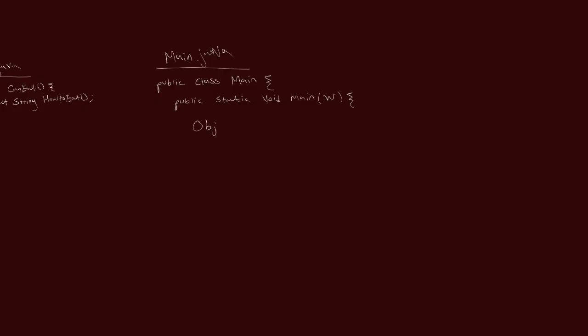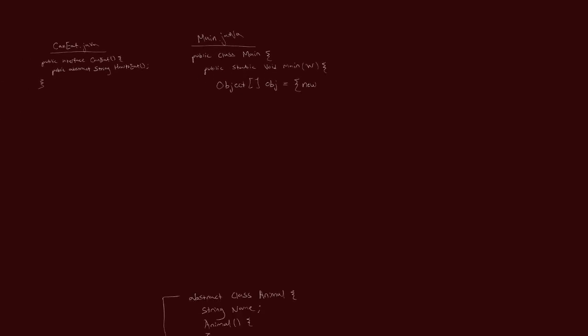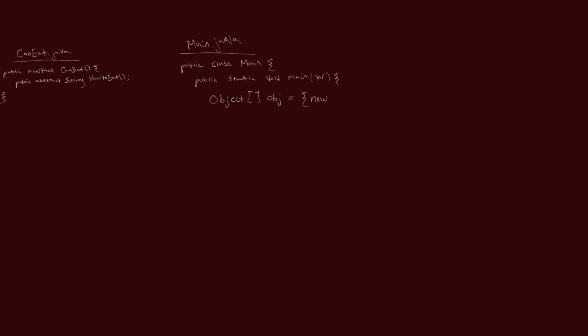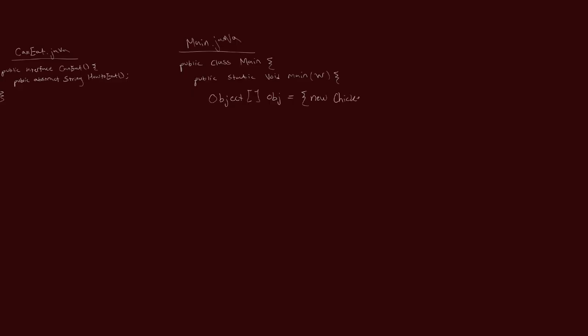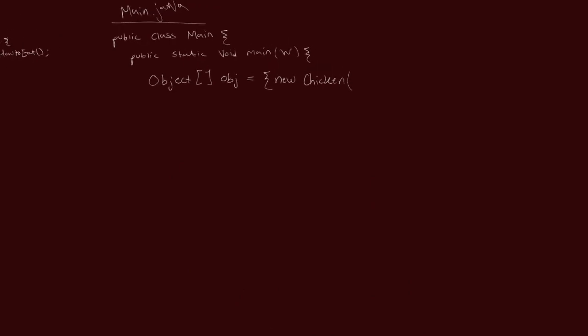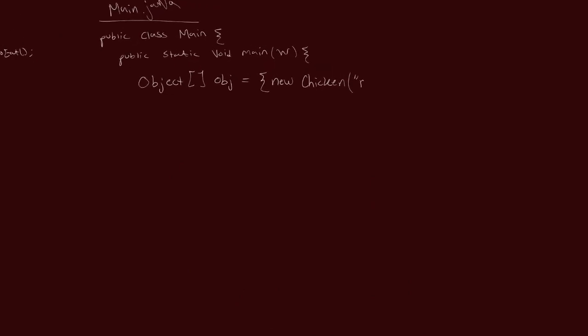So I'll do an array. We're gonna have this array be an object, so it's kind of generic for now. And we'll do obj for object. And inside this array, there will be new, and we'll include the first animal, which was chicken. The chicken one has a constructor that has to have a parameter that gets passed inside it, so it has to be a name. So we'll call the chicken Ben. Okay, now that one's done.